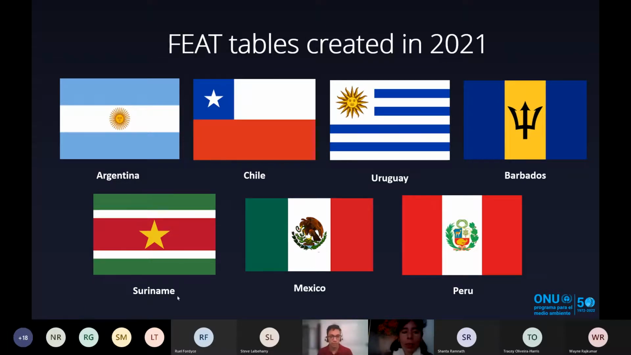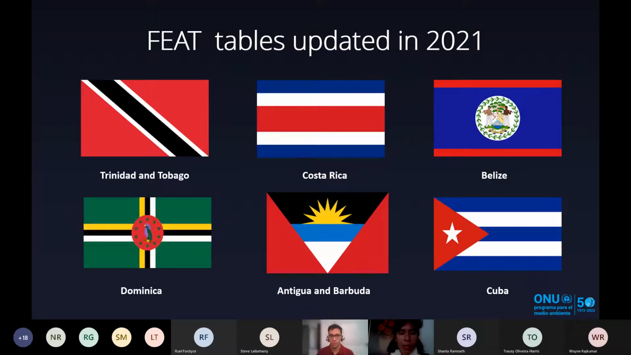In 2021, the FEAT tables of Argentina, Chile, Uruguay, Barbados, Suriname, Mexico, and Peru were created. Before 2021, we didn't have any kind of information regarding these countries. And then also the FEAT tables of Trinidad and Tobago, Costa Rica, Belize, Dominica, Antigua and Barbuda, and Cuba were updated also in 2021.